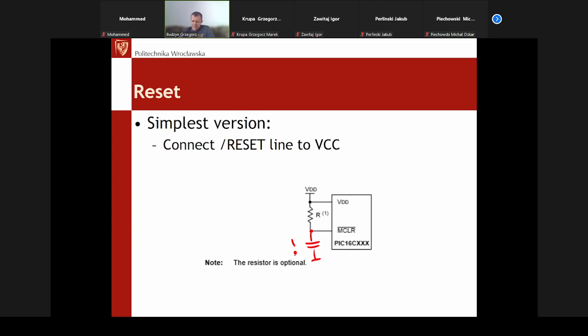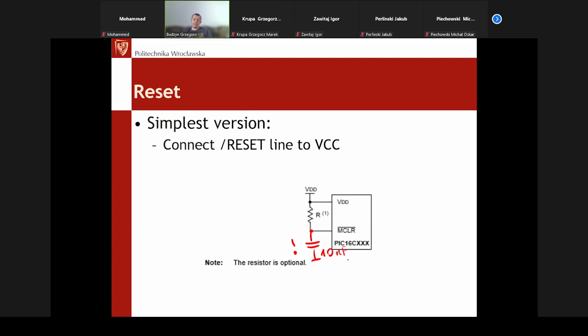What's the range of the capacitor? I usually put here, or recommend here, about 10 nanofarads. So that's something I would recommend. More or less, it can be something between 1 and 100. So 10 nanofarads usually is good here because of the rule of thumb.